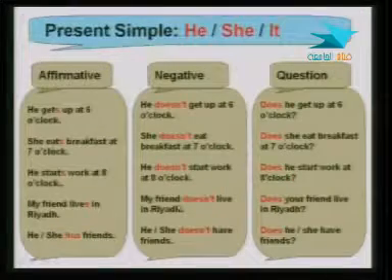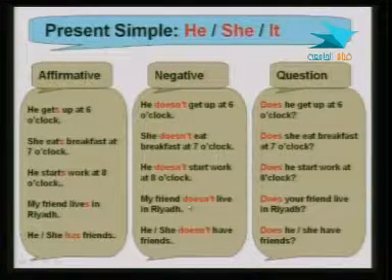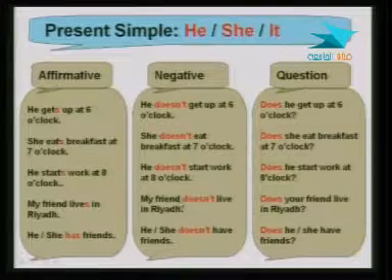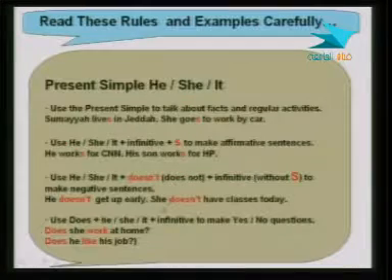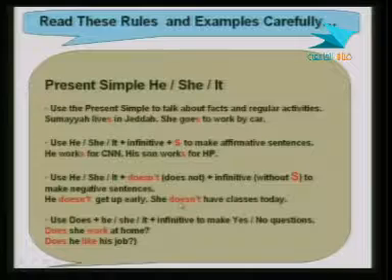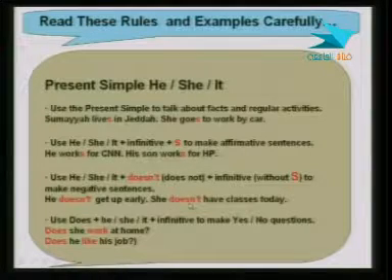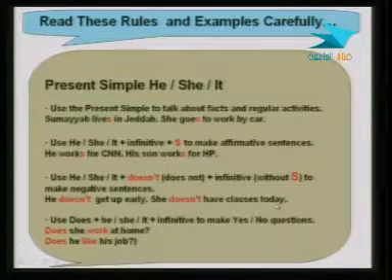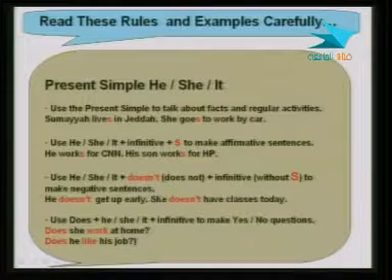Notice the helping verb does, and then the negative word not, have classes today. She doesn't have classes today.